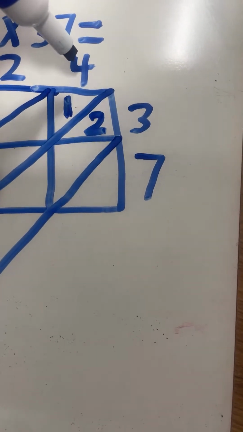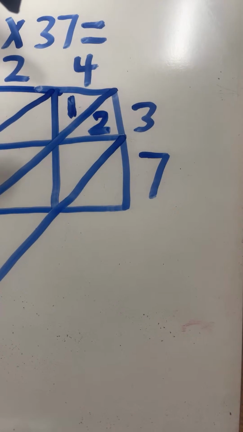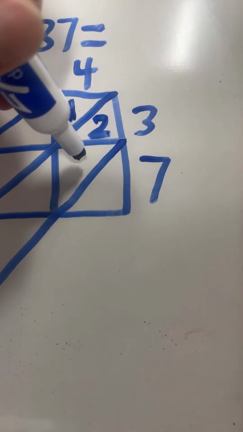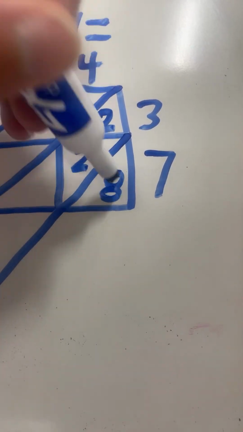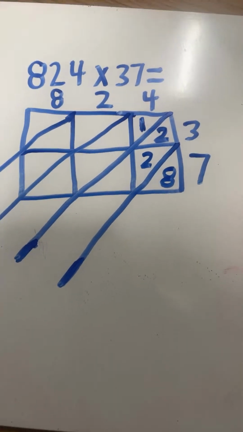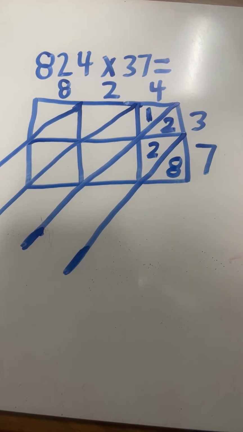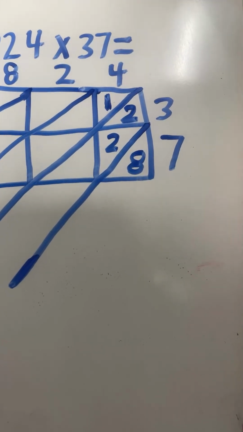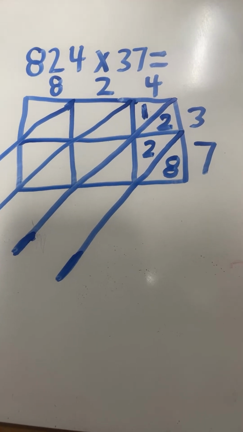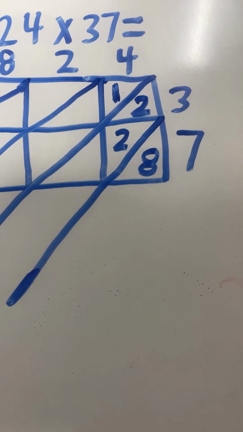Next, we're going to multiply 4 times 7. 4 times 7 equals 28. So 2 in the top triangle, 8 in the bottom triangle. All right. So box by box, we're going to solve. So next, we're going to multiply 2 times 3.